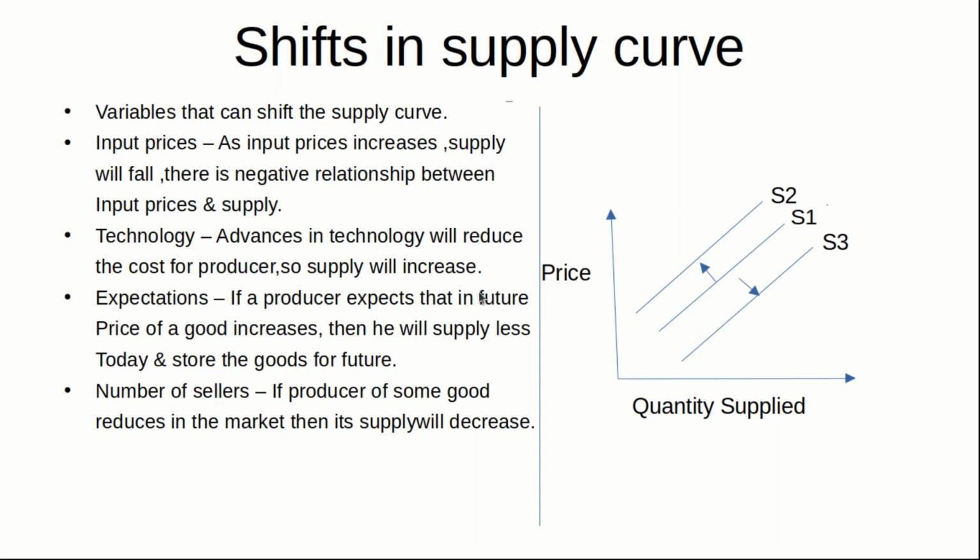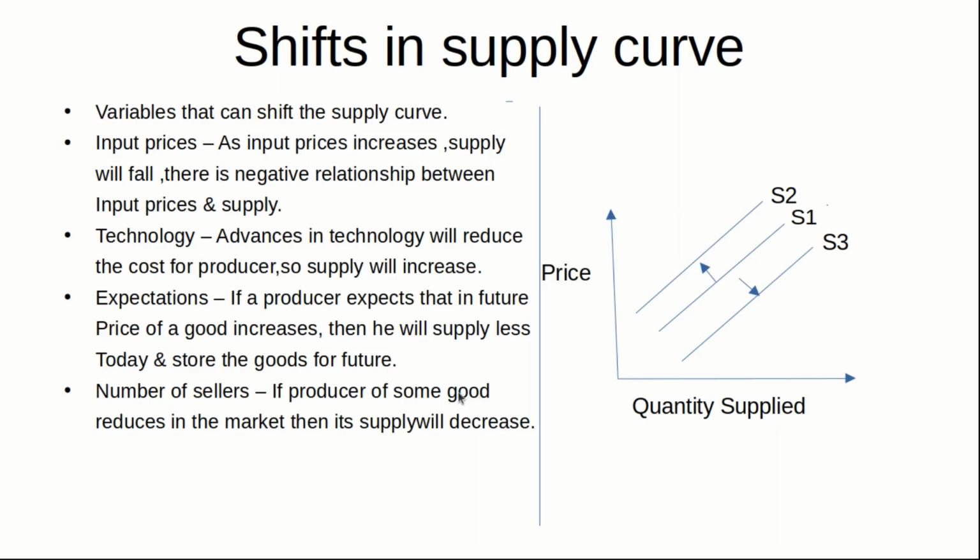Expectations. If a producer expects that the price of the good will increase in future, then he will supply less today and store the good for the future. So if the future expectation is that there will be a rise in price, there will be a decrease in supply. It will be a leftward shift because they will store the good for the future because they want to earn more profit.